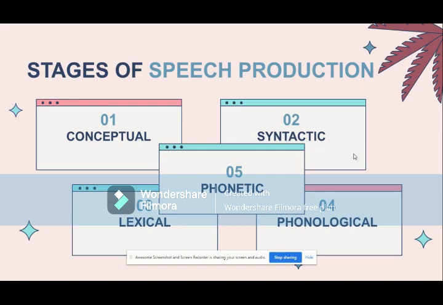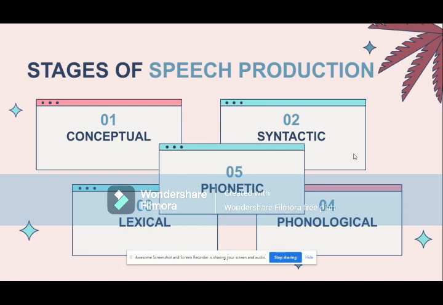First, we have the conceptual stage, where the proposition that is to be expressed is identified, but still in abstract form. The second is the syntactic stage, where an appropriate frame is chosen into which words are to be inserted. Third is the lexical stage, where a meaning-driven search of the lexicon takes place, supported by cues as to the form of the target words. Once the lexical entry for a word is accessed, the information about the word becomes available.